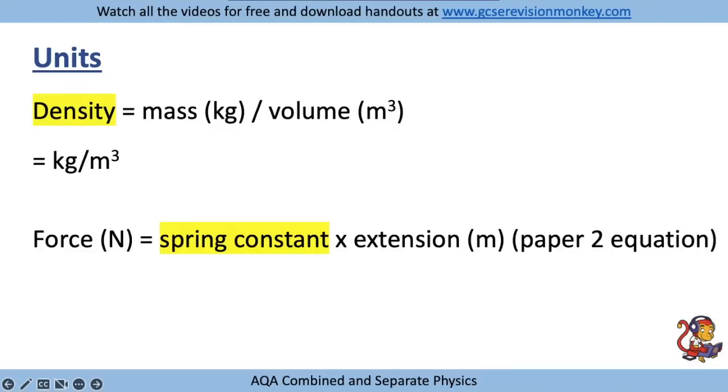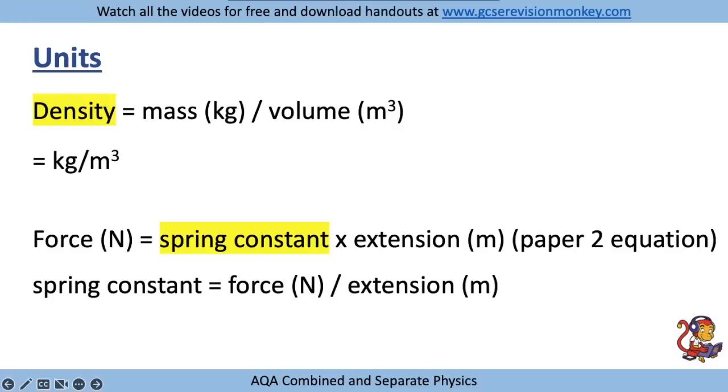In the same way, you can work out the units for spring constant. Now, you can actually use the paper 2 equation to work out the units for spring constant, because that will be on the same data sheet. So force is newtons, extension is meters. So if you rearrange this equation, you get spring constant equals force divided by extension.